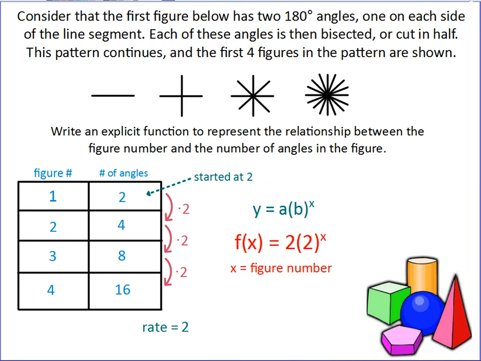I should be done. But this time we're going to take a second to check and make sure our equation works. If I look at figure number 1 that had 2 angles, and I substitute 1 in for x in my equation, 2 to the first power is 2. Multiplying by 2, I get 4, not the value I wanted to have, which was 2. This equation doesn't quite work.